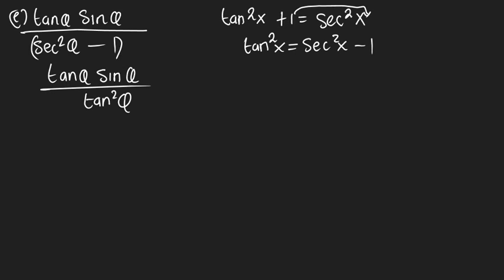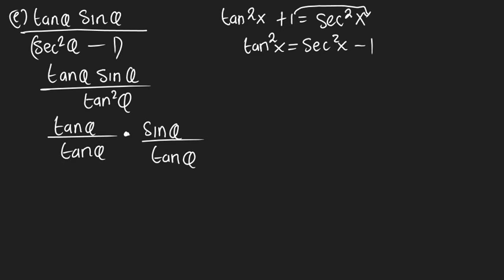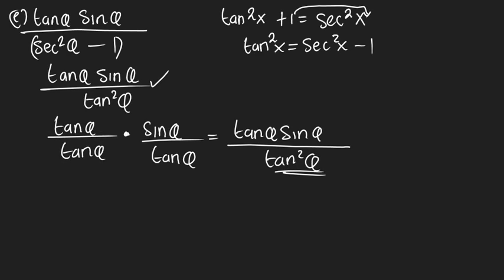Okay? Now, let me simplify everything. This is just the same as tan theta over tan theta. Then I'll put a dot to signify multiplication, then all over tan theta. This is just the same because if I do the multiplication, tan multiplied by sine, I'm going to get tan theta, then sine theta, right? And this is going to be tan squared theta, which is just what we have here, okay?